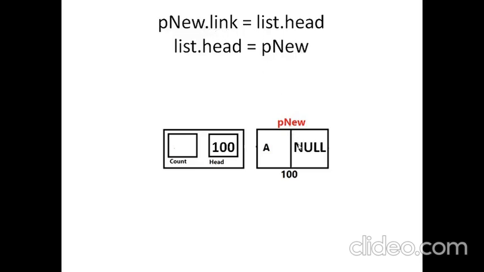pnew.link means you are referring to the link field of the node pointer, whereas pnew means you are referring to the address of the node itself. So we have to differentiate this for all the algorithms. This is how it is done when the list is empty.